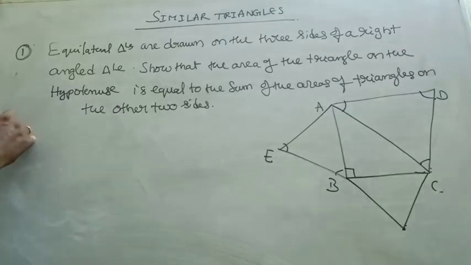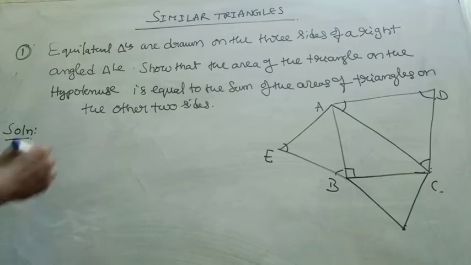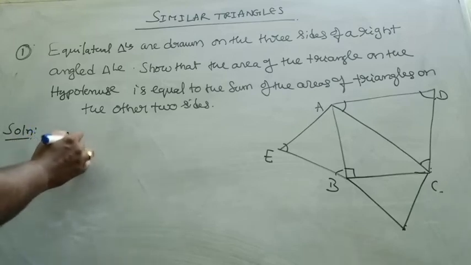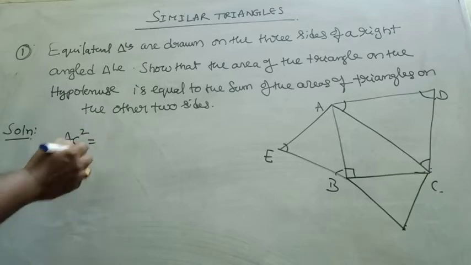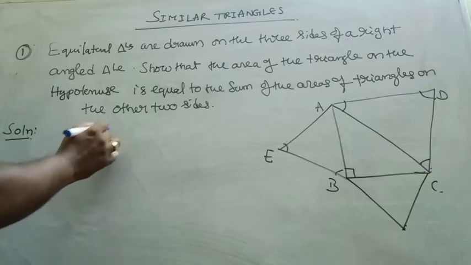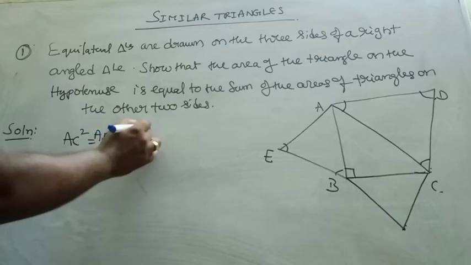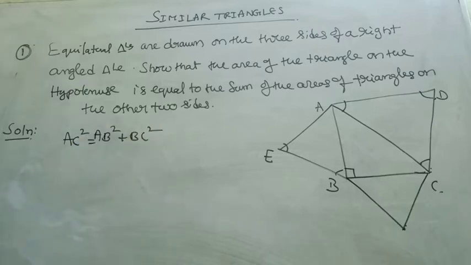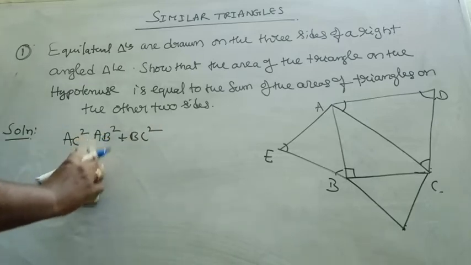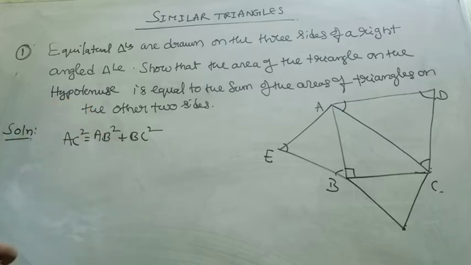Okay, now, my dear students, how we are going to do this particular part is, here ABC is a right angle triangle like this. We know that it is a right angle triangle, which means AC square is equal to AB square plus BC square. AC square is equal to AB square plus BC square. This thing we know, of course.